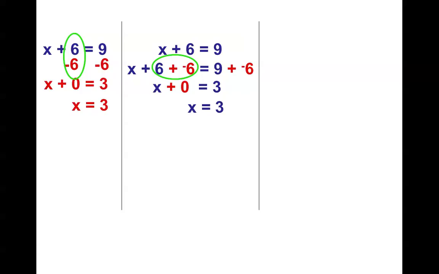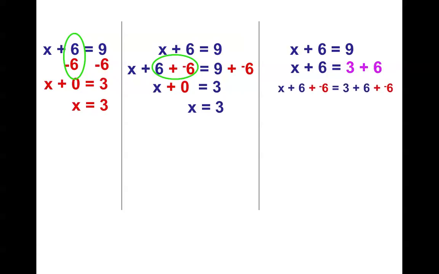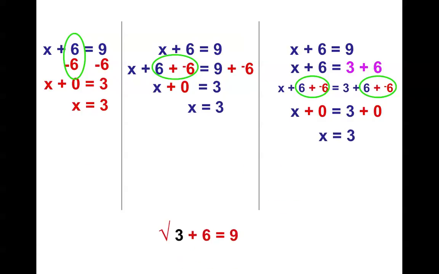For more advanced students, people might like to try what's called decomposing, where you break apart the 9 into a 3 plus 6, and then when you take away 6 from both sides, you'll notice you get zeros on both sides. And basically you get x plus 0 equals 3 plus 0, and again x equals 3. Any of these you can check and you will make sure you got the right answer.